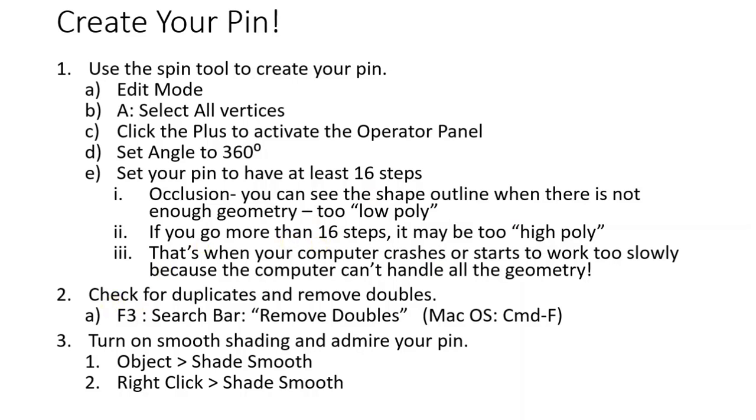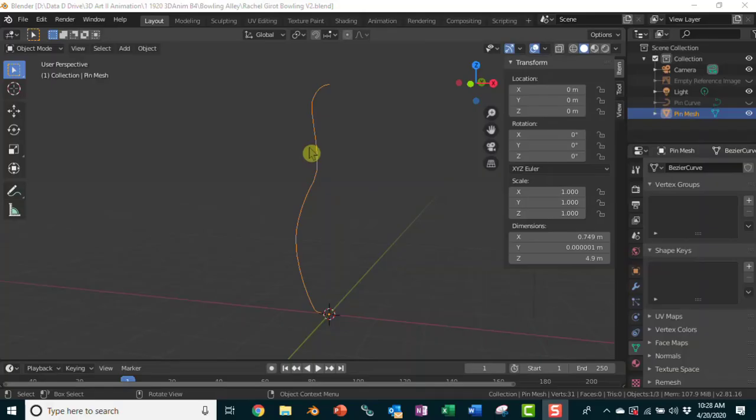We are going to make sure that we don't have any duplicates or doubles. That's what happens when we merge some vertices together. We want to get rid of those doubles. We're going to turn on smooth shading to admire the pin. So smooth shading, remember, is under Object. So we're going to use the spin tool to model our pin using the curve.